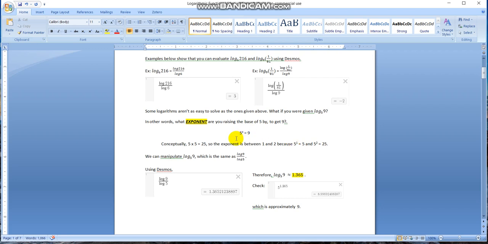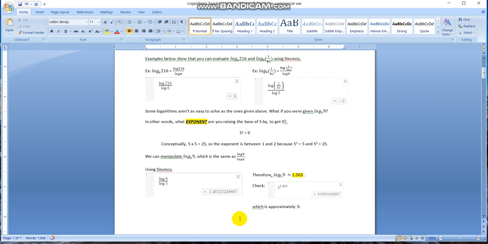But anyway, we can manipulate this expression log base 5 of 9, and this is the same thing as log of 9 divided by log of 5. If we use Desmos, you can actually calculate what that exponent is. So if you plug 1.365212 back in, 5 raised to that power is going to be about 9. That's what I wanted to show you there.